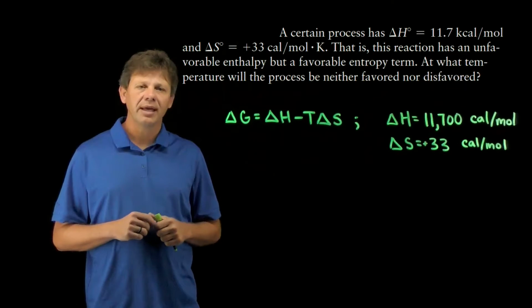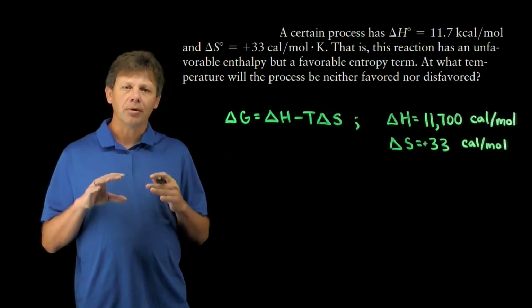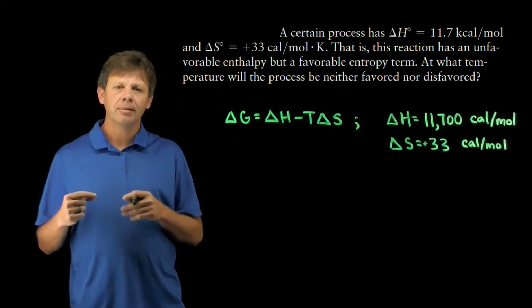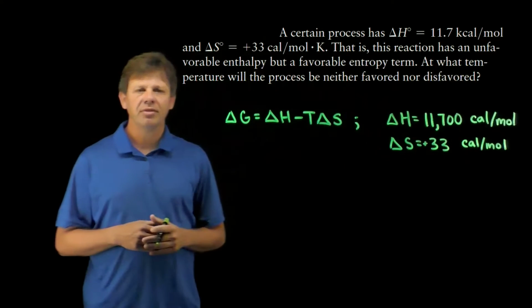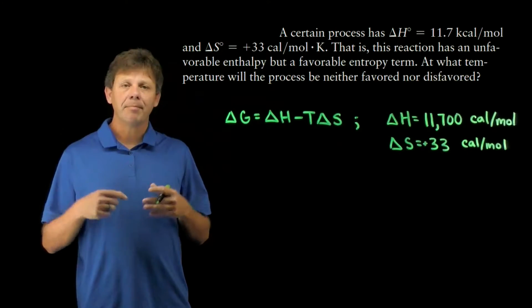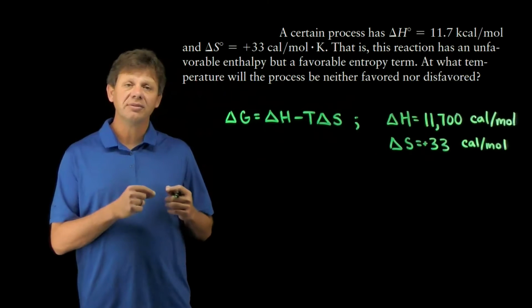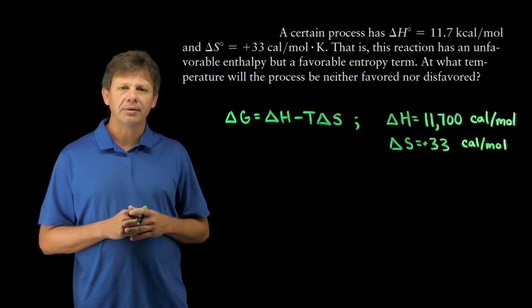This positive delta H is unfavorable. The reaction is disfavored based on delta H. The value that it gives for delta S, plus 33 calories per mole, that positive value for delta S suggests that the reaction is entropically favored.